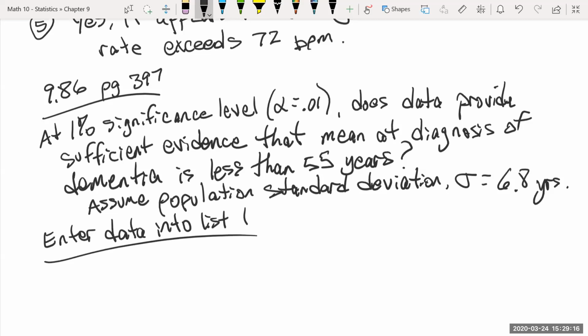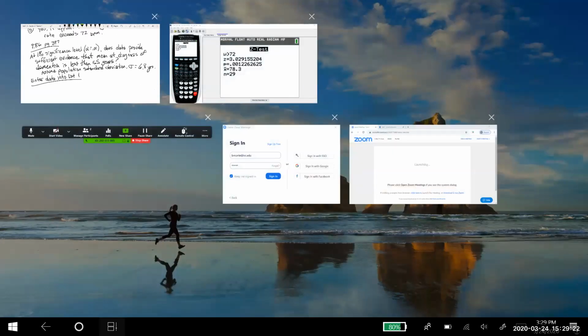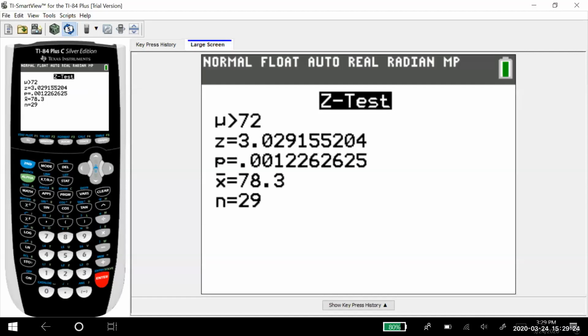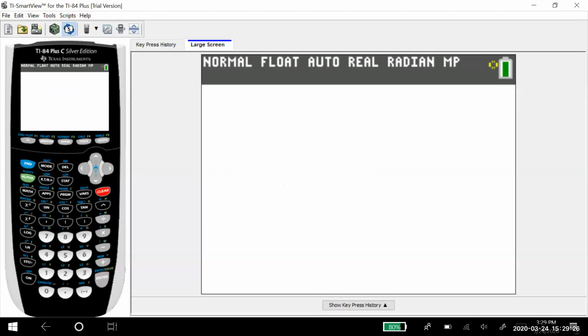All right, so let me go ahead and do that. I'm going to flip over real quick. Let's go into the calculator. Let me clear what we have in there. So I need to enter everything in list one.